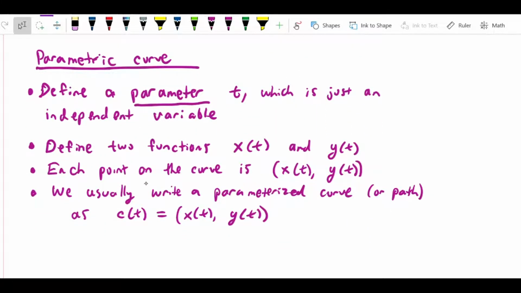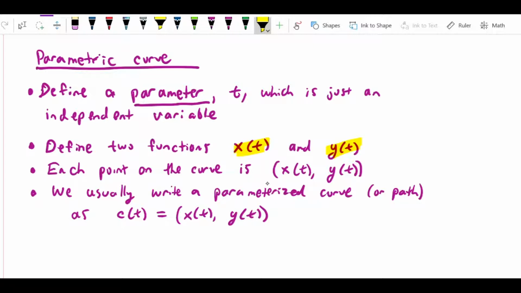What we do is define something called a parameter, which we usually call t, where t is just an independent variable, and you'll see in a minute how we use that. Then we're going to define two functions, x of t and y of t. These are both functions of the variable t. And then we'll say that each point on the curve is given by x of t comma y of t. So instead of saying that the x part is independent and the y part is a function of x, we just say that both the x and the y parts are functions of some other variable called t that we don't even graph.